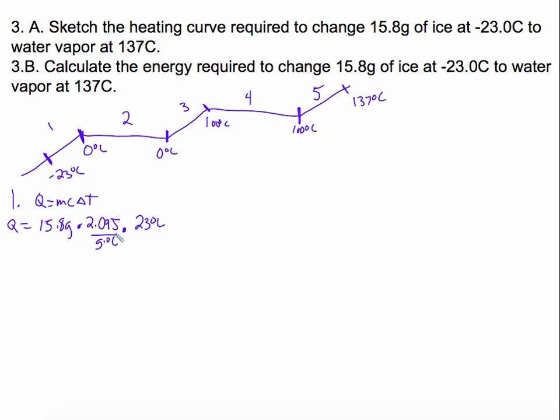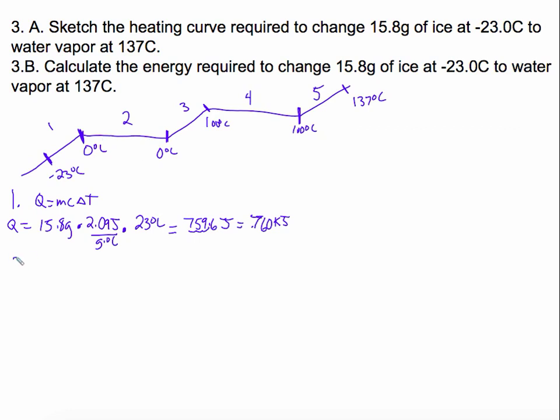So then you take 15.8 times 2.09 times 23, and that ends up equaling about 759.6 joules. You have to move the decimal 3 spots: 1, 2, 3. If you round it off to 3 significant digits, it ends up equaling 0.760 kilojoules. That's how much energy it takes to go from here to 0 degrees Celsius.